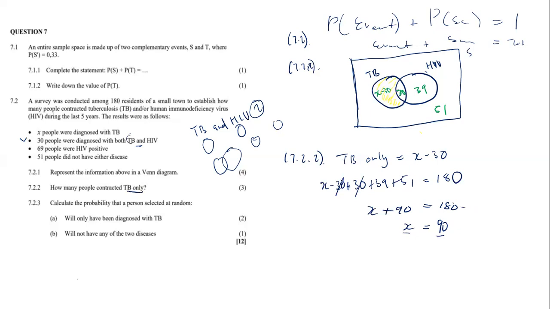Remember, the question wanted us to determine TB only, and we said that TB only is X minus 30. So we substitute. People who are infected by TB only: our X is 90, minus our 30 over there. So 90 minus 30 is equal to how much? 60, right? It's 60. So people who are infected by TB only, there are 60 of them. Okay, that's how we solve 7.2.2.